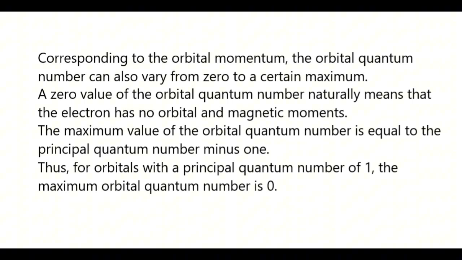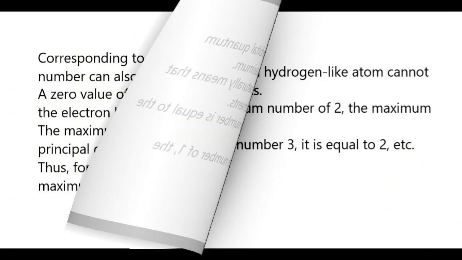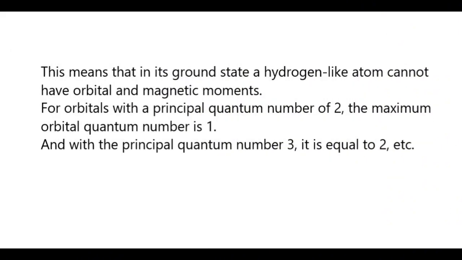Thus, for orbitals with a principal quantum number of 1, the maximum orbital quantum number is 0. This means that in its ground state, a hydrogen-like atom cannot have orbital and magnetic moments. For orbitals with a principal quantum number of 2, the maximum orbital quantum number is 1. And with the principal quantum number 3, it is equal to 2, etc.